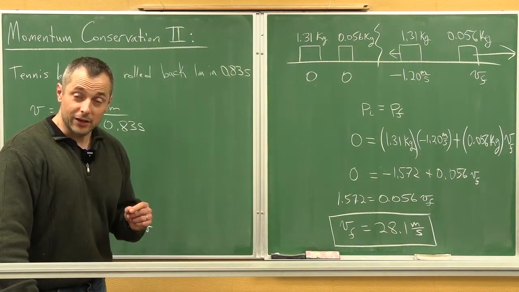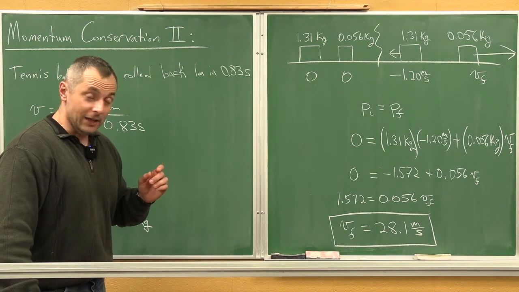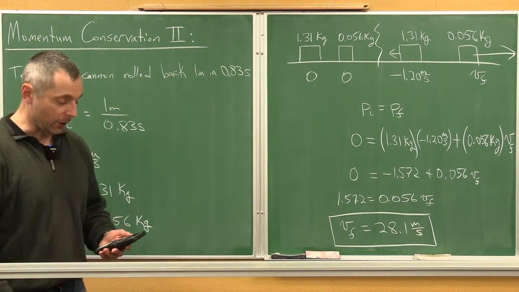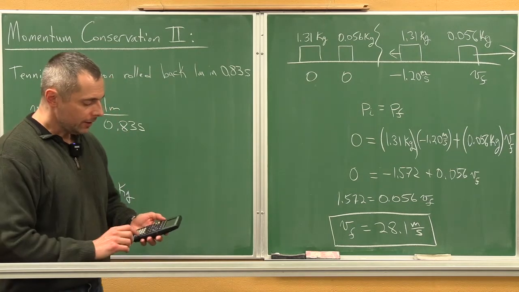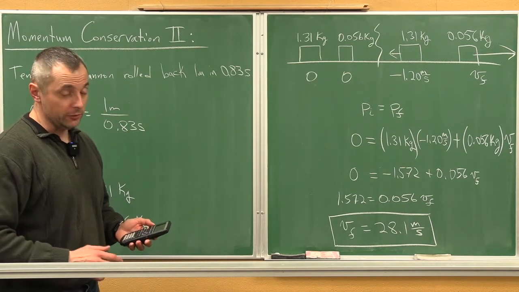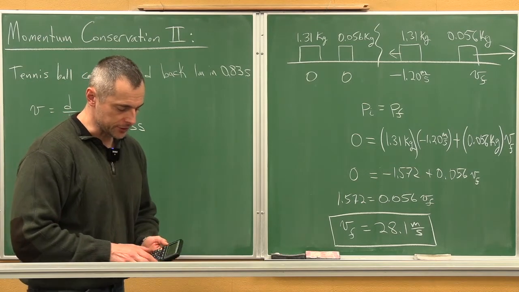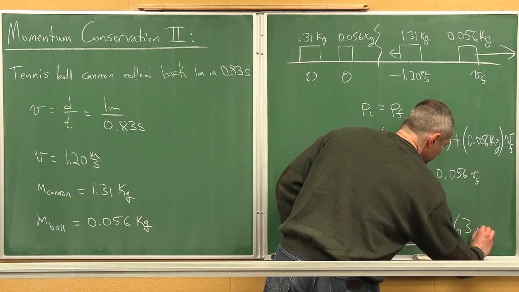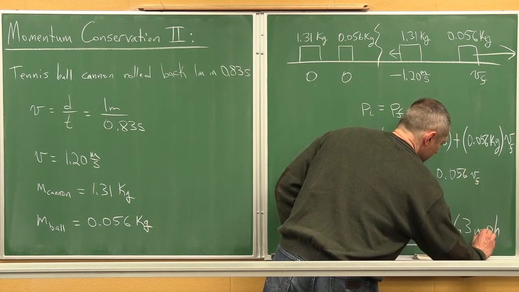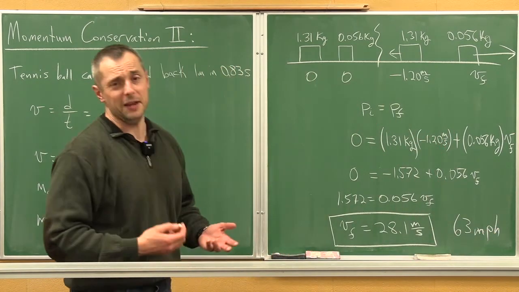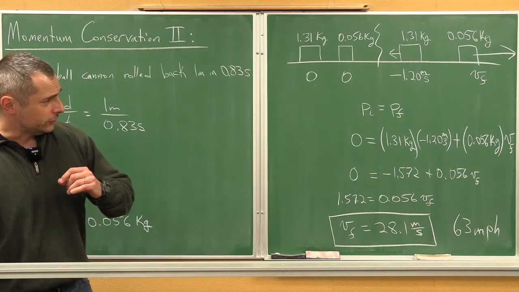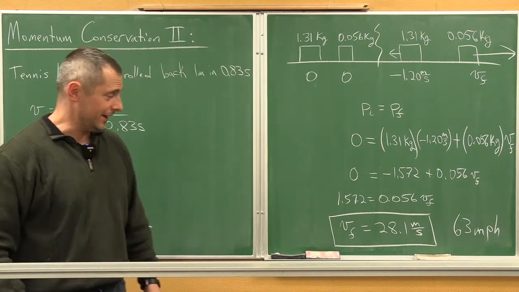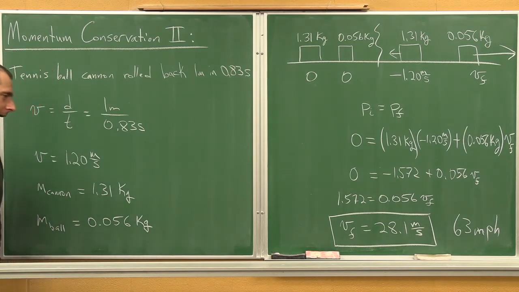Now, it may not sound dramatic, but that's because it's meters per second. If I want to convert to miles per hour, you basically multiply by 2.25. That's the conversion, and it's 63 miles an hour. So, you know, maybe not that impressive, but still pretty impressive. Over 60 miles an hour, the tennis ball got shot out of the cannon. All right, so let me create a pause. If you haven't already copied all this down, I'll give you a chance to catch up.